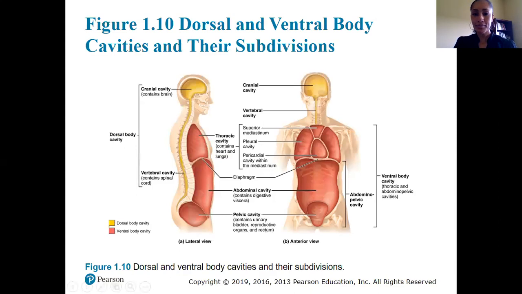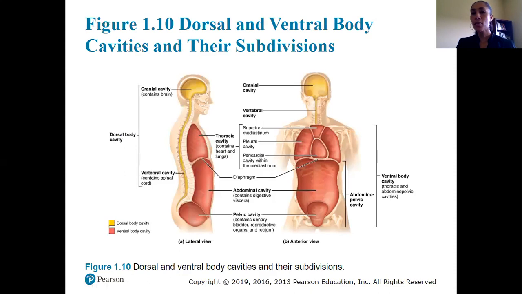We have two pleural cavities, and the term pleural means our lungs. So we have two pleural cavities that will contain our lungs, and then we have the pericardial cavity that will contain the heart. And so when you think about body cavities, think about what are delicate organs that need protection?